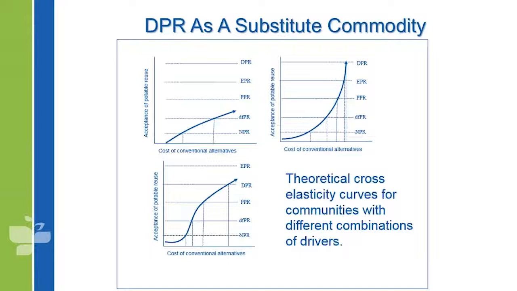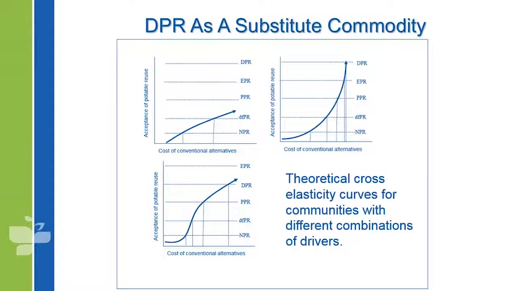And one of the interesting things that we found in our study was that when you're looking at direct potable reuse, you can really think of it as a substitute. In economics, you call this the cross elasticity curves, and that's what you're looking at here. So if you're a Coke drinker, but the price of Coke goes up, at some point you're going to think, you know what, I'm going to give Pepsi a try, and I'll switch over to Pepsi. You can really think about direct potable reuse in those terms. It is a substitute for conventional water supplies.